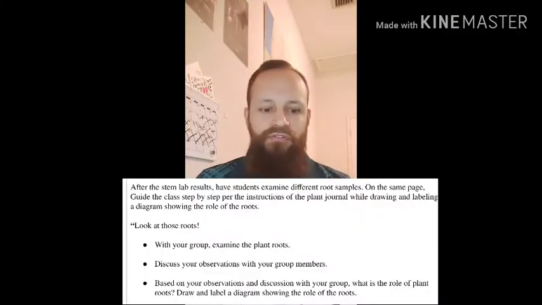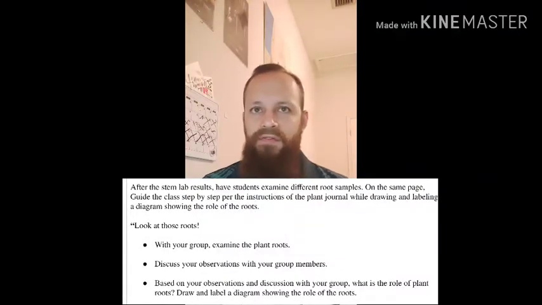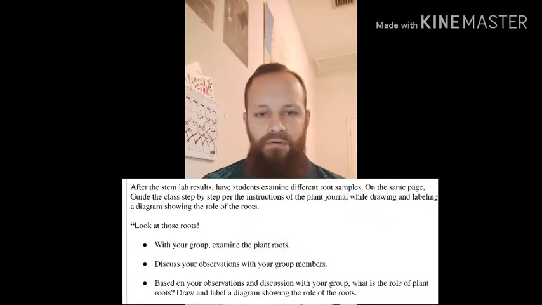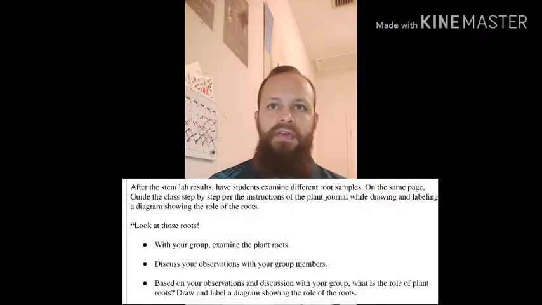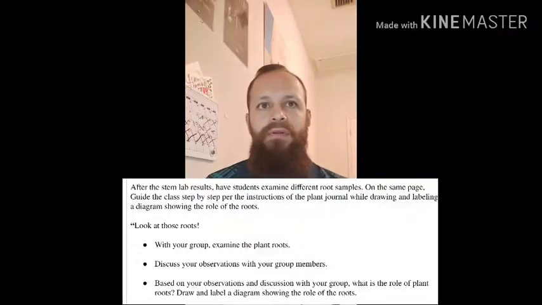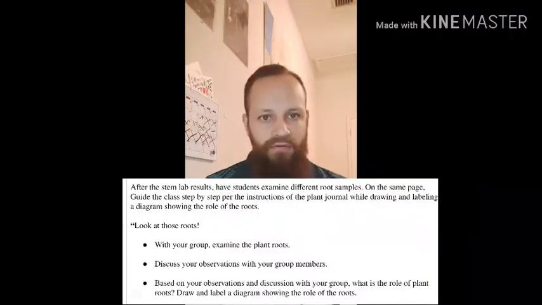So then after students jot their conclusions based on their observations on what the role of the plant stem is, we will then have students examine different root samples. So after the STEM lab results and after students have written their conclusion, we are going to have students examine different root samples. On the same page, guide the class step by step per the instructions of the plant journal while drawing and labeling a diagram showing the role of the roots.